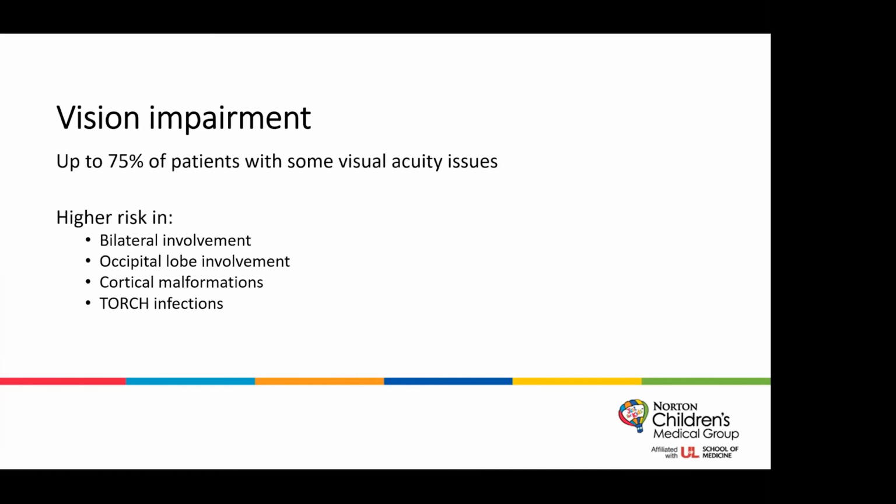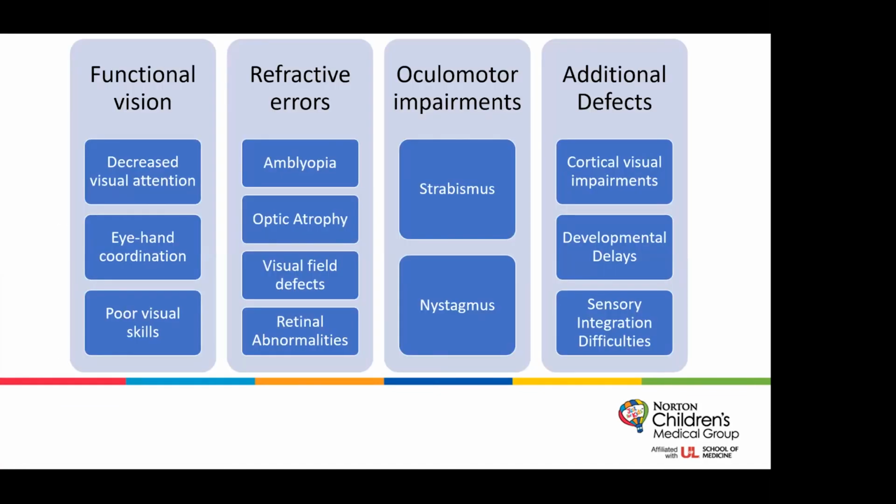So we've talked a little bit about rubella or CMV, toxo, those are ones that can cause visual problems and can be difficult to detect early. Kind of breaking it down in 4 main groups for visual impairment. One is functional vision. So patients who have decreased visual attention, so it's hard for them to focus. So functionally, it makes it difficult to see. Hand-eye coordination, as you can imagine, if you've got motor impairment, it makes it hard to have good hand-eye coordination, and that can actually have downstream effects in terms of the vision, and then just poor visual skills in terms of how the eyes track and communicate.